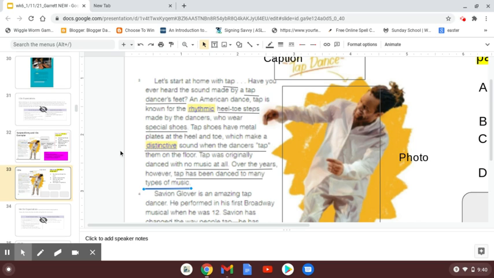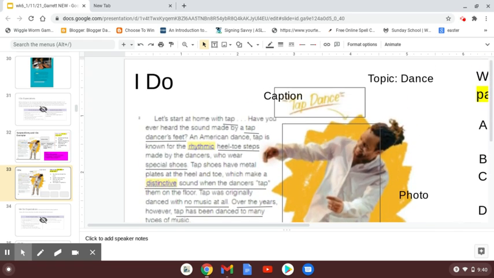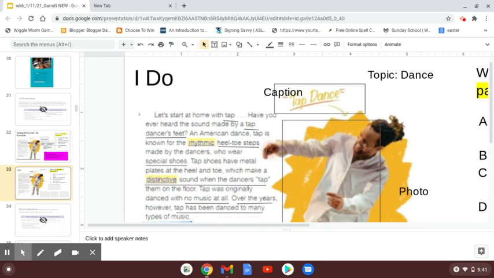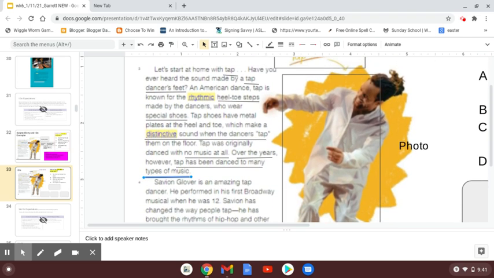All right. So now that I've identified my key details, it seems like they all talk about tapping so far. I know that my topic is about dance. They talk about a tap dancer's feet. It talks about how their heel-toe steps are made by the dancers who wear special shoes, and that the sound the dancers make is distinctive when they tap their feet on the floor. So overall, they're talking about dance back to back to back. They keep talking about dance, and not only are they talking about dance, but they're talking about tap as well.